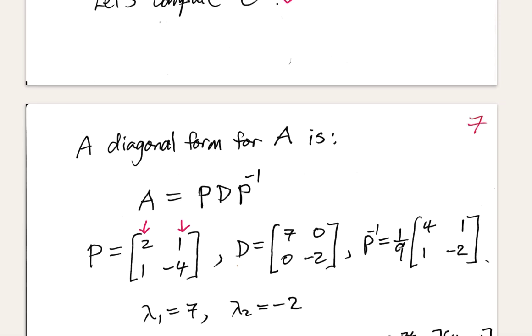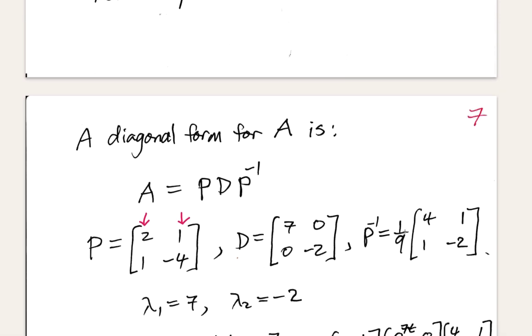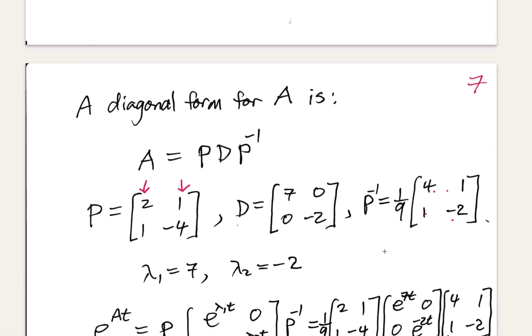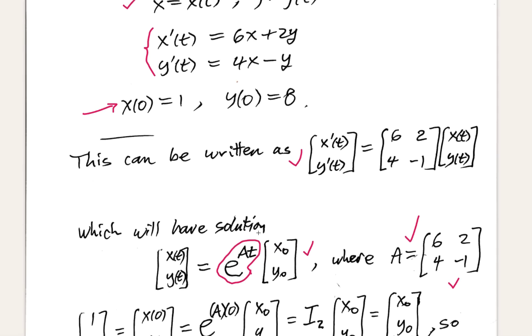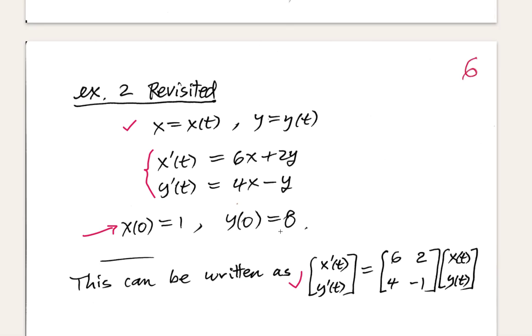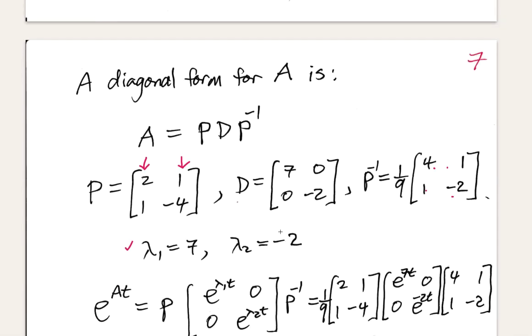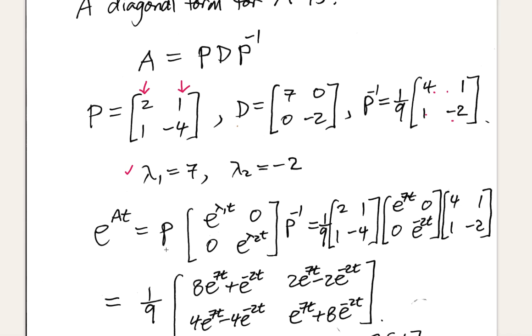P inverse, that's easy to compute. I factored out the 1/9, but it's 1/9 times 4, 1, 1, -2. Explicitly, I've written what the eigenvalues are because remember, we're going to be using this formula up here that we developed. Let's compute what e to the At is. That would be P times e to those eigenvalues down the main diagonal. Don't forget the t on there, by the way. I should say the multiples of the t multiples of the eigenvalues, times P inverse. I factored the 1/9 out in front of everything.